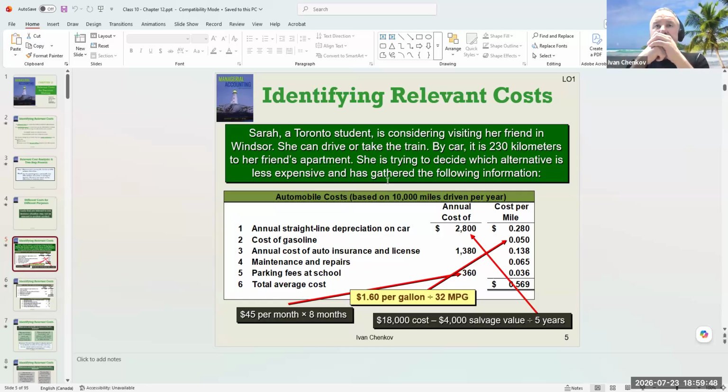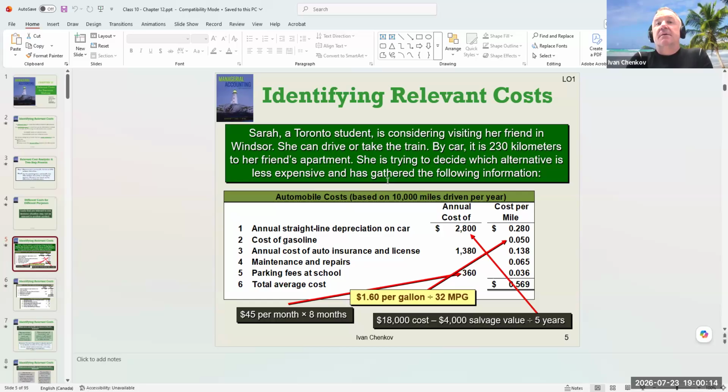So let's start first. She put as a cost the annual straight-line depreciation on the car. What we have to ask ourselves is this: if I'm using the car, does depreciation go on? Yes, it does. If I don't use the car, does depreciation stop? No, it doesn't.